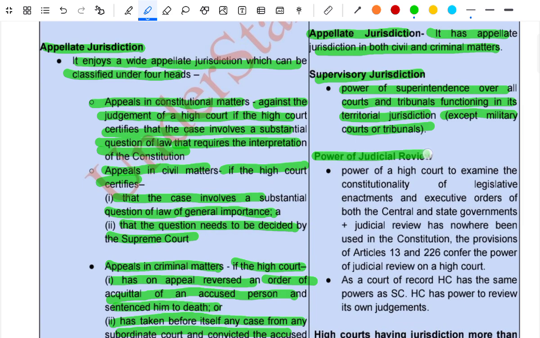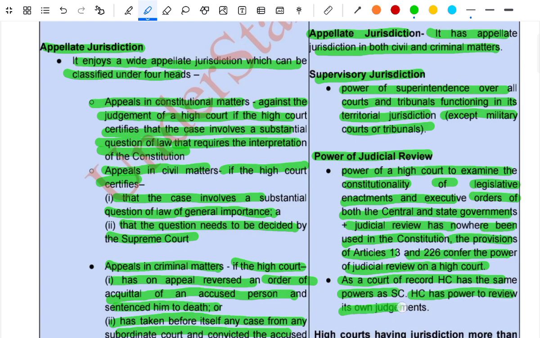The power of judicial review: the power of the High Court to examine the constitutionality of legislative enactments and executive orders of both the central and state governments. The term judicial review has nowhere been used in the Constitution. The provisions of Articles 13 and 226 confirm the power of judicial review on the High Court. As a court of record, the High Court has the same powers as the Supreme Court. The Supreme Court has the power to review its own judgment.